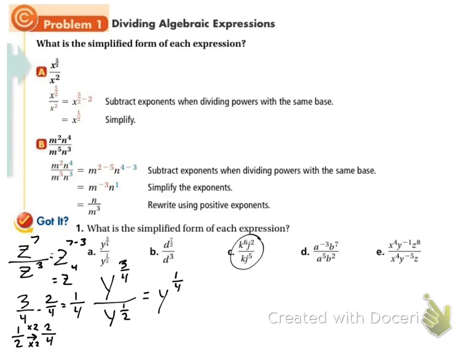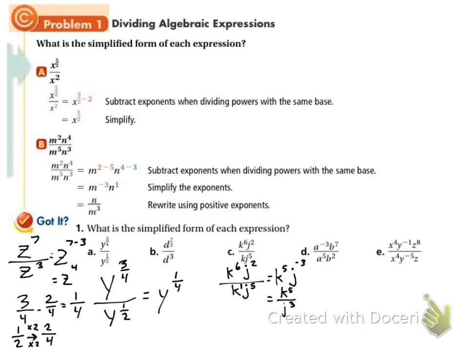Let's try this one right here. k to the sixth j squared over k j to the fifth. If there isn't an exponent, there's a 1. Okay? So 6 minus 1, that gives me 5, so k to the fifth. And then 2 minus 5, that gives me j to the negative 3. Okay, then we need to move the negative, right? So this is k to the fifth over j to the third. Okay, that's one way you can do it.